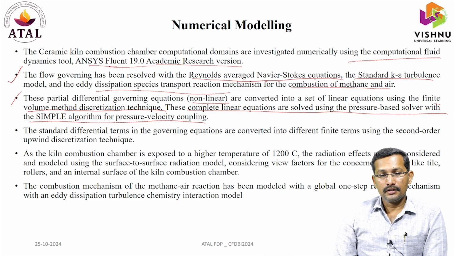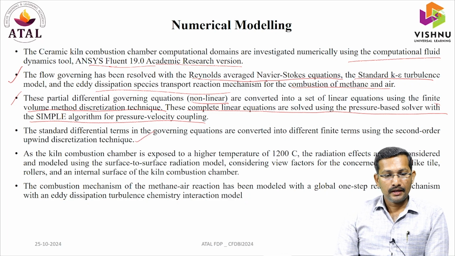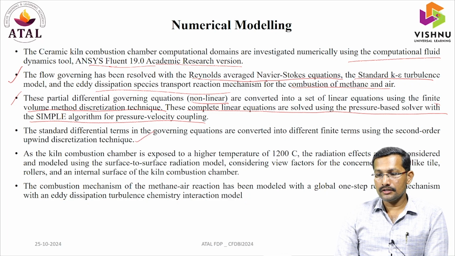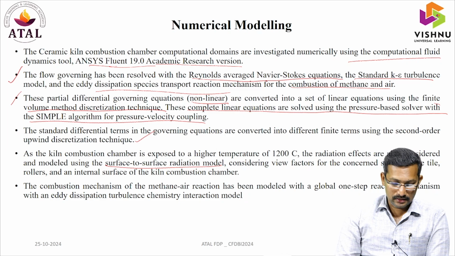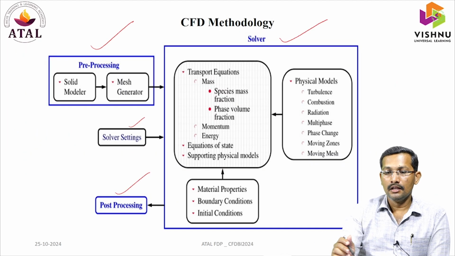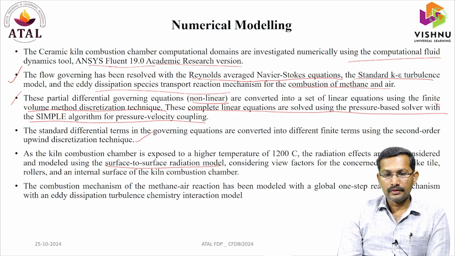The different terms in the governing equations are converted into finite terms using second order upwind discretization. As the kiln combustion chamber is exposed to a higher temperature, 1200 degrees centigrade, the radiation effects are also considered, and the surface-to-surface radiation model is used. This is the complete numerical modeling setup, the solver part.